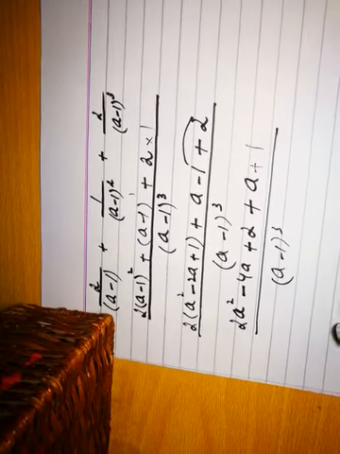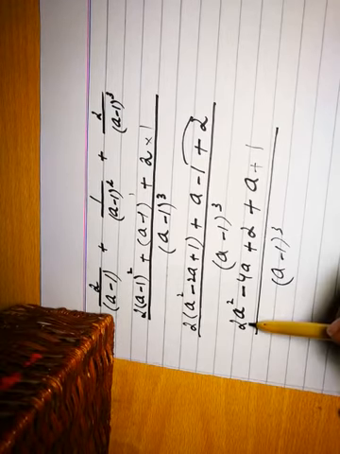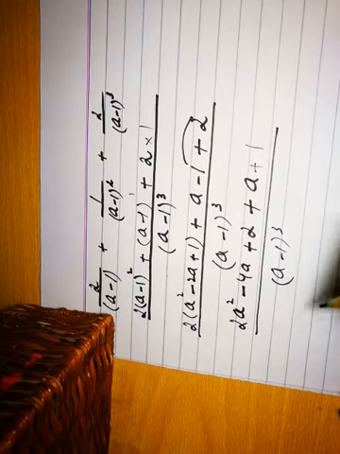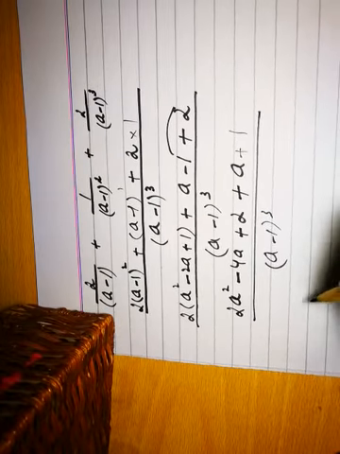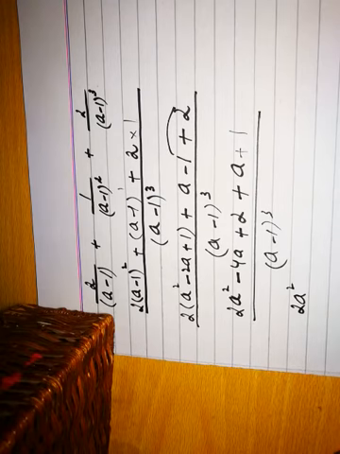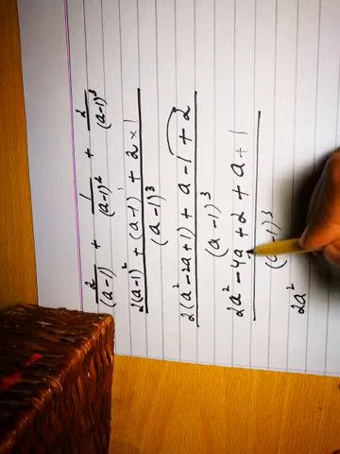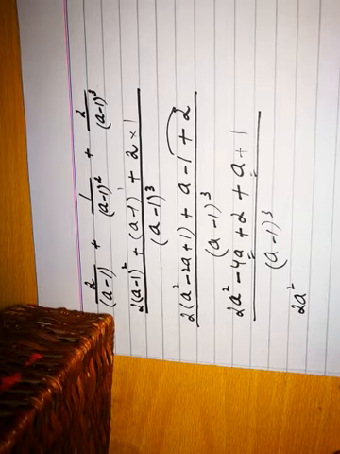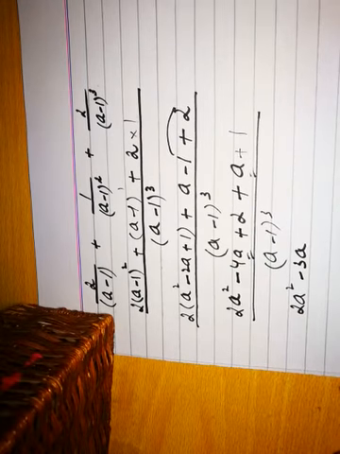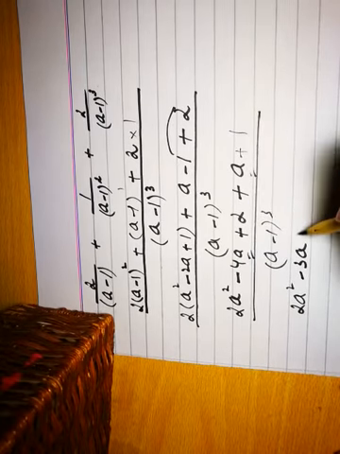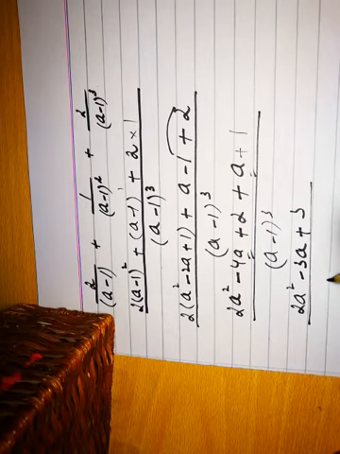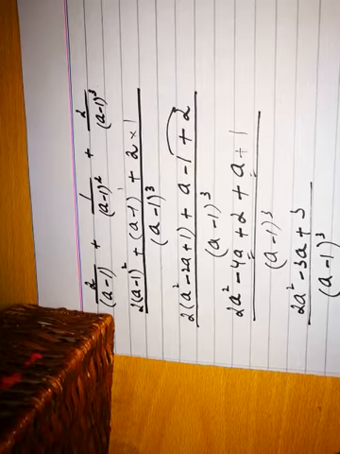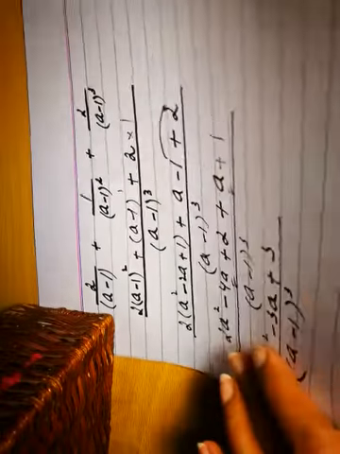Now the last step, that is 2a square. Do I have any like term? No, it is 2a square. So I'm going to write 2a square. How many a's are there? Minus 4a plus a will give me minus 3a. Plus 2 plus 1 will give me plus 3, and the denominator a minus 1 whole to the power 3 as it is. This is the most simplified form.